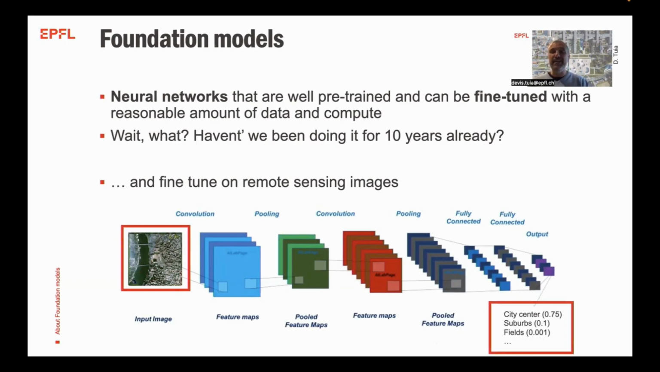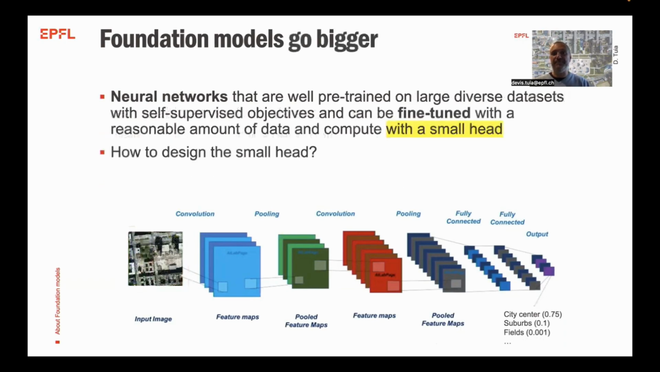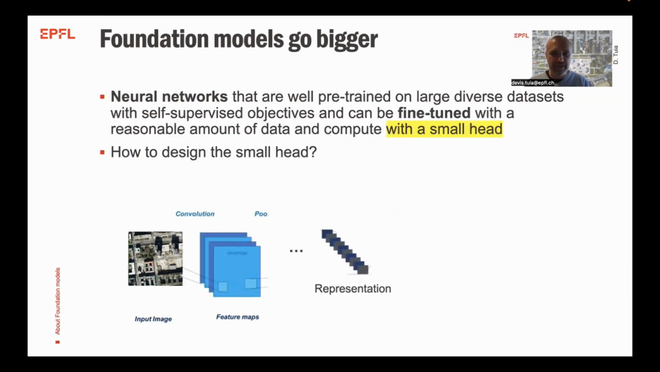This was the beginning of his talk, and he ended up with a definition that sounds like that. So it's neural networks that are well pre-trained on large, diverse data sets with self-supervised objectives, and then they can be fine-tuned with a reasonable amount of data, not too much, because otherwise, why do we do large-scale pre-training? And we don't need too much compute, and we need a small head. So what is this small head? Let's have a look. So I will now take the figure below that is the same as before and just compress it so we make some space.